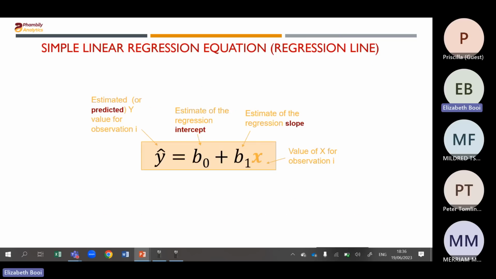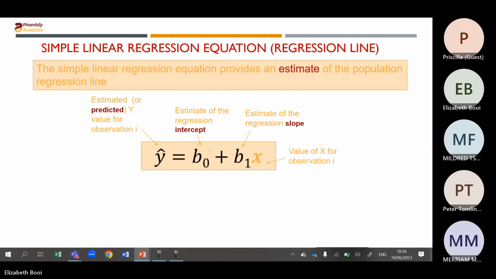So the formula to calculate the regression equation, or the regression line, is y hat equals b0 plus b1 x, where y hat is your estimated or predicted value of y, b0 is your intercept, and b1 is your slope. We are going to calculate b0 and b1, where x is just your observation.